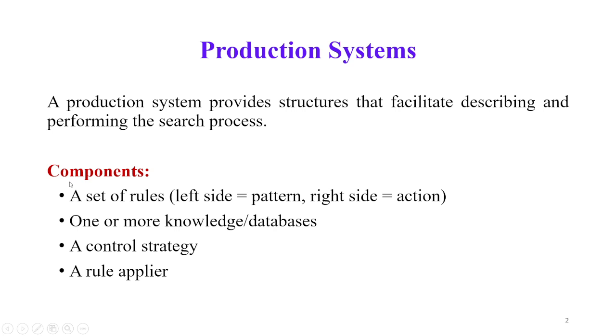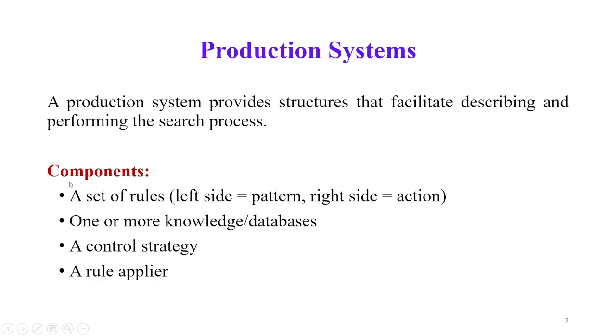A production system provides structures that facilitate describing and performing the search process. So, what does it really mean? Think of a production system as a structural framework. This helps us to describe what we know about the problem and how we can move from a current state towards a solution. So, this production system will help us to organize the problem.